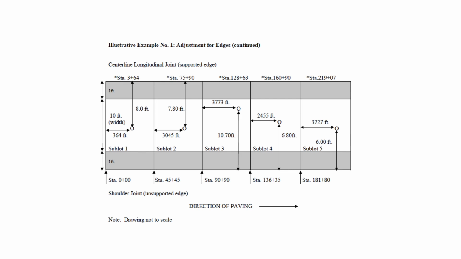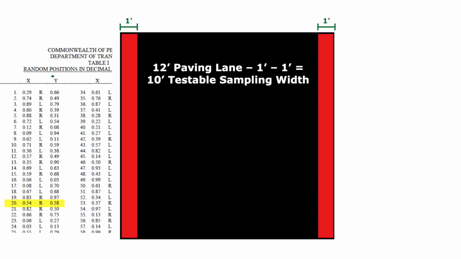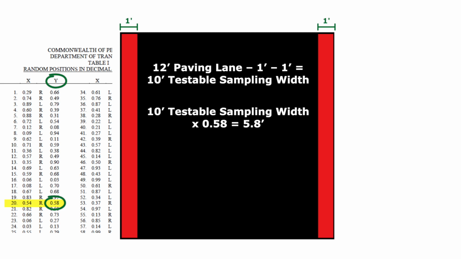However, for core sample locations across the paving lane, PTM 729 is followed. PTM 729 indicates to subtract 1 foot from each edge of the paving lane to determine the testable sampling width. So, for a 12-foot paving lane, the testable sampling width would be 10 feet. Then multiply the testable sampling width by the Y component in PTM number 1.